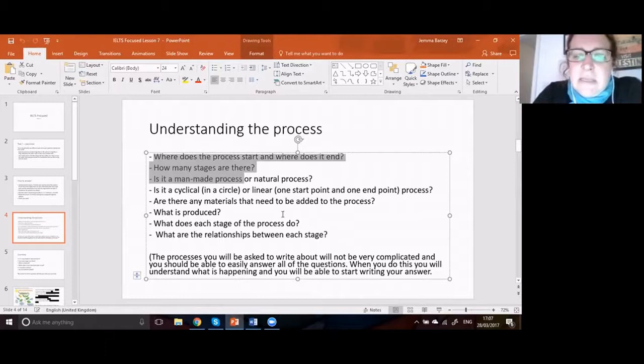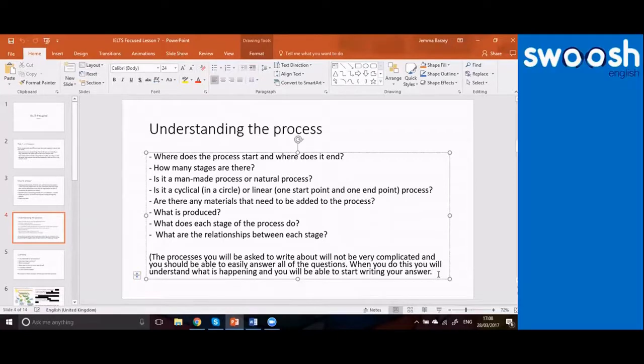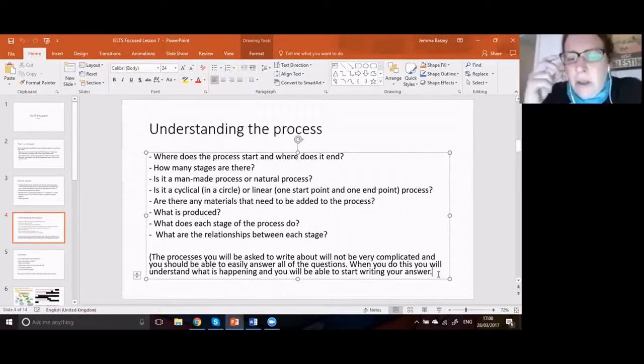Now, this seems like a lot of questions, but you'll probably be doing this quite naturally anyway, okay? You want to be understanding what's happening, but these are the sort of things that you need to think about to get a good answer. And I just wanted to point out that they shouldn't be that complicated, okay? I'm not saying the process isn't complicated, I'm saying the diagram won't be that complicated. Although you might have a lot of information going on, they're not designed to trap you, these questions. They're designed for you to talk about what the process is.